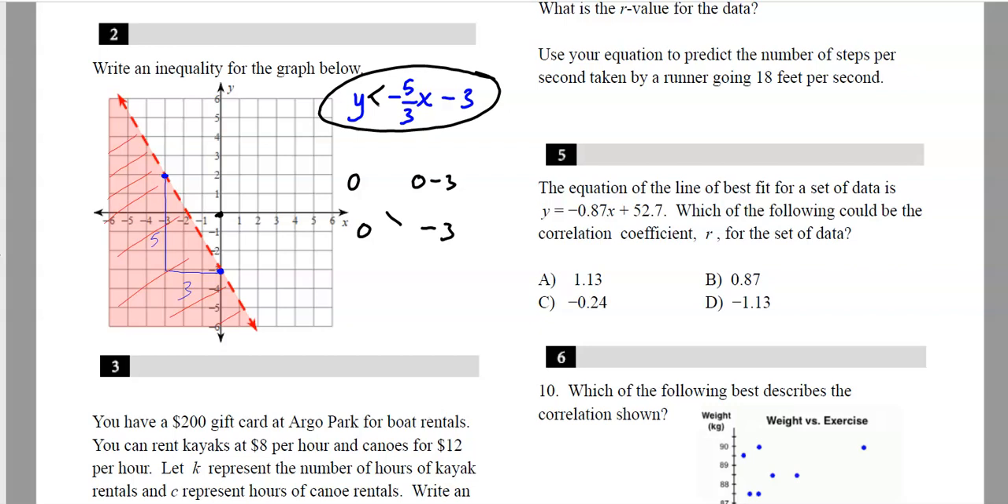So what did I do wrong? Let's just look at this. So I peek at it. It's definitely shaded below. I put 0, 0 in, negative slope, negative intercept.